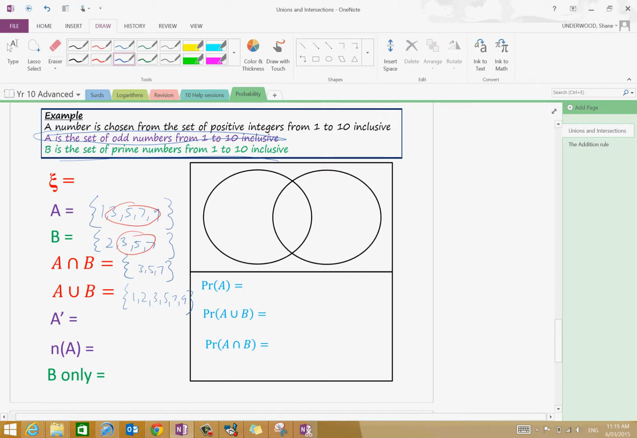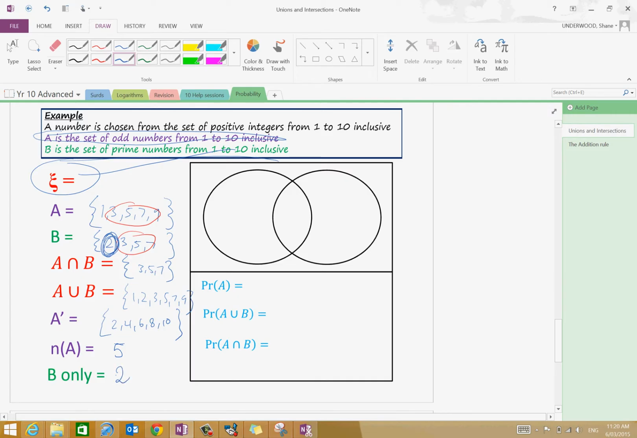What's not A? Well, what about all the elements of 1 to 10 inclusive? So what's not A? 2, 4, 6, 8, 10. And the number of A. How many numbers are there? 5. Thank you. And B only. B only is 3, 5, and 7. No, isn't it just 2? So B only, there is number 2, I guess, is what we're looking at.